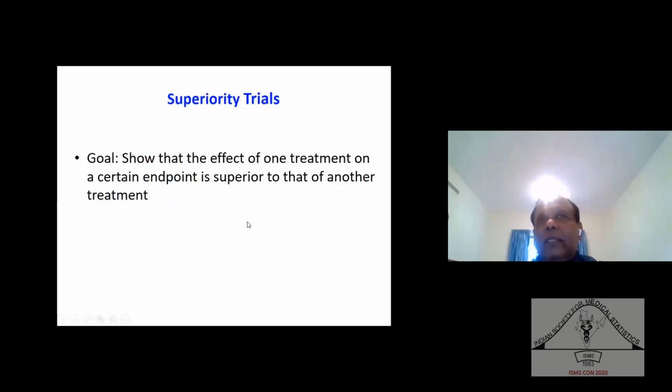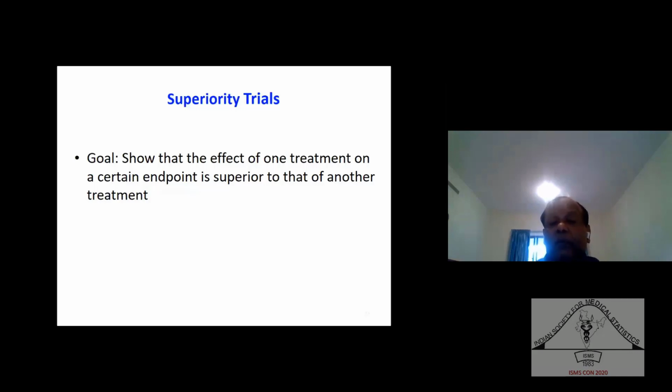That is what it means. But you don't fix any margin to say that, because you say one is better than the other, but you say take the difference and see whether it is significantly different from zero. So the goal is to show that the effect of one treatment on a certain endpoint is superior to that of another. In the sample size calculation, we say what is the difference, and to show this difference is statistically significant, what number I should study with the minimum alpha error and minimum beta error.